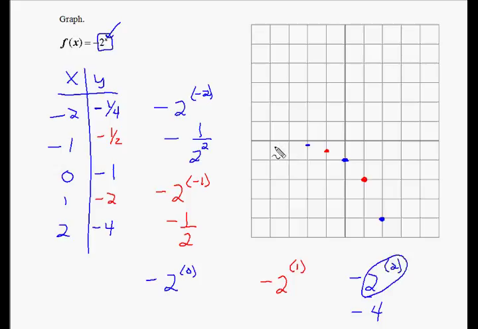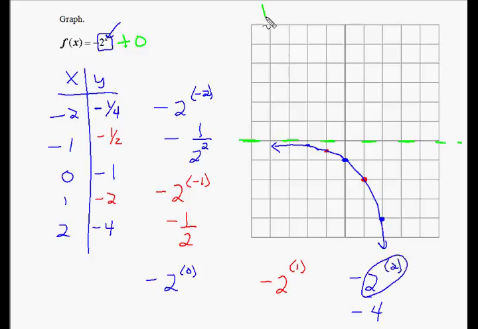And then if we want to connect our graph, we have our exponential curve, and we have our asymptote. And our asymptote is again here at the x-axis, and that's because there's nothing added to this equation.